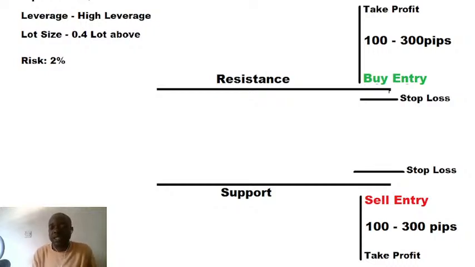So the same thing for the sell entry. When the price crosses the support zone, we place our sell entry here, with a 20 pips stop loss. Then we target 100 to 300 pips take profit.